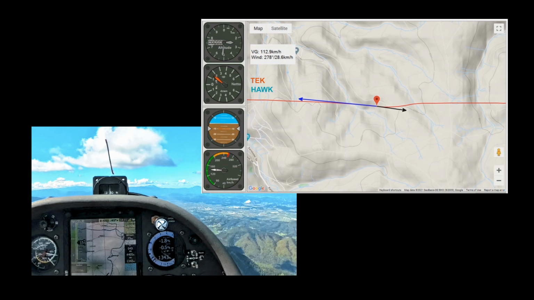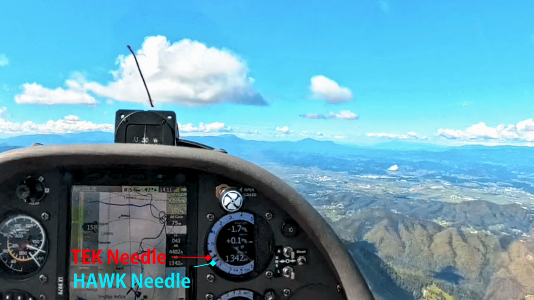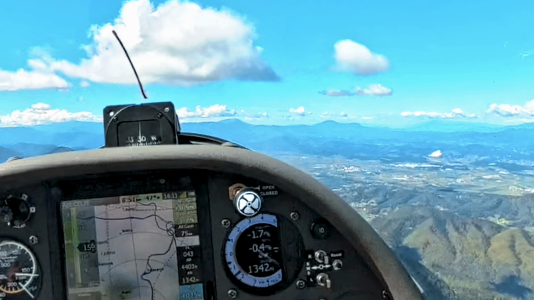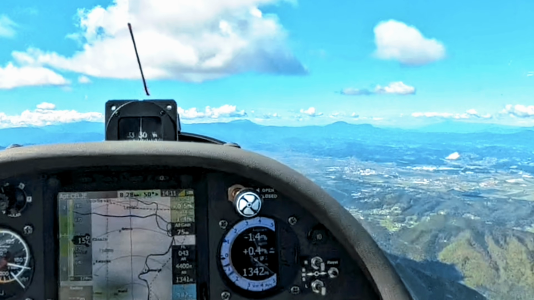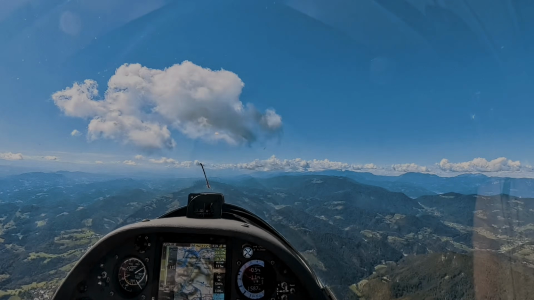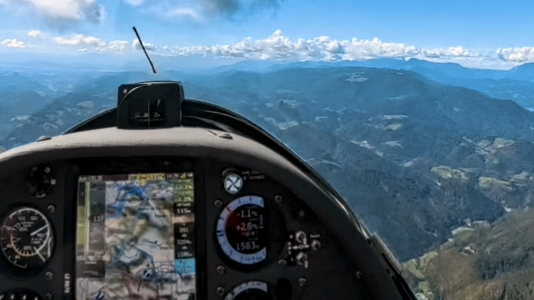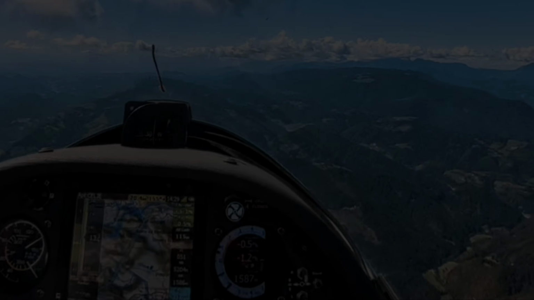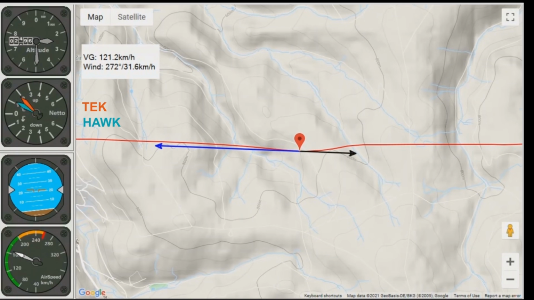The next section presents real flight data and video examples, comparing the Hawk variometer with the TEK variometer. This example demonstrates a false lift indication on the TEK variometer. The red needle shows a spike, while the blue Hawk needle remains steady. Here is another example of a fake thermal. This analysis shows the TEK variometer reacting falsely due to increasing wind, illustrated by the black arrow.